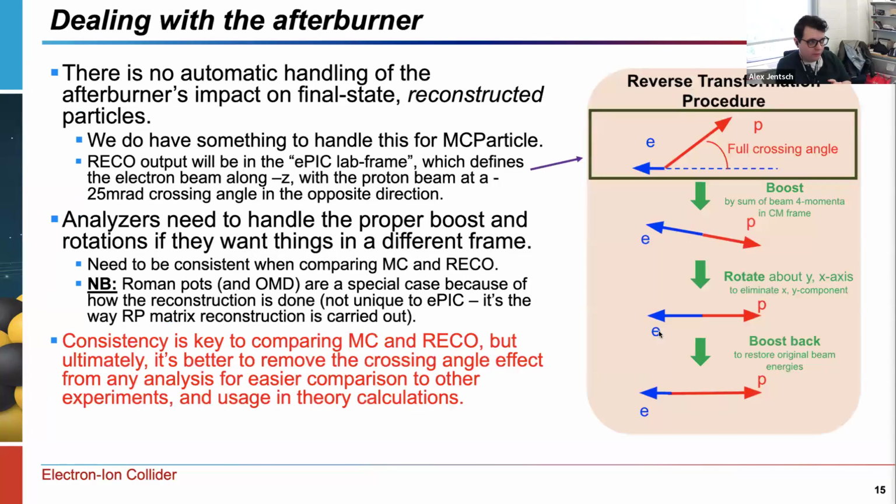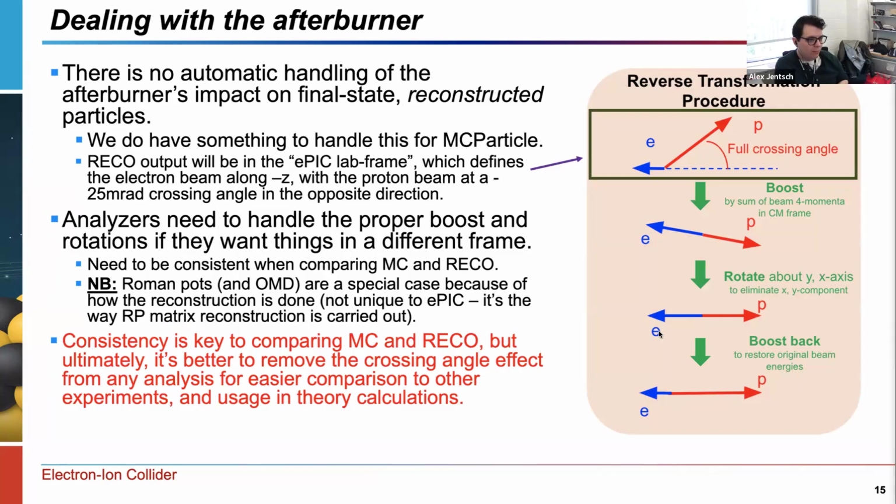And that has consequences for the information that comes out when you actually look in EIC recon, even at the level of the MC particles, not just from the reconstruction. There is no automatic handling of this for the reconstructed particles. There is some automatic handling of this for MC particles, although it's kind of imperfect. It's something we still need to fix.